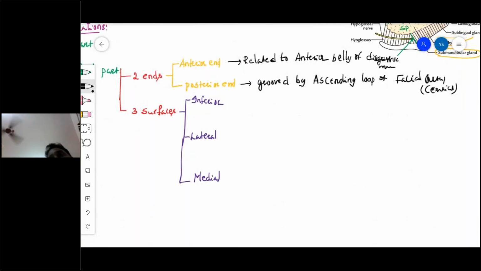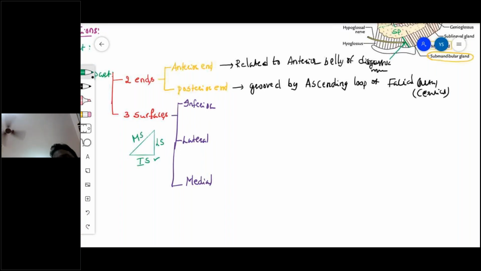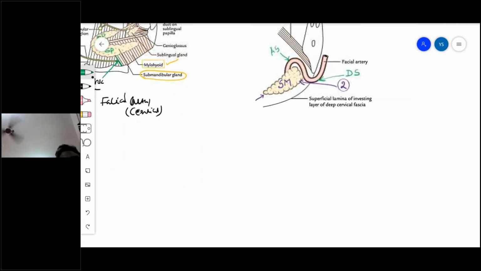And if you take the superficial part cross section, I am drawing it here below the surfaces with green color. Okay, so triangular. So this one is the inferior surface. Next one, medial surface, and next one lateral surface. So now we are going to learn about the inferior surface and its relations. Is it clear?